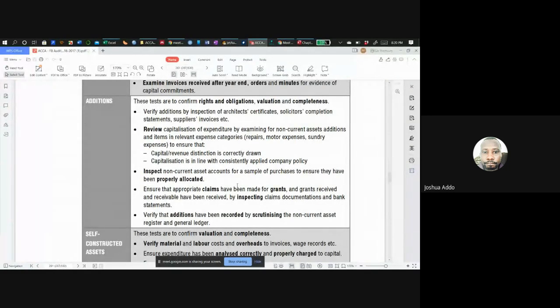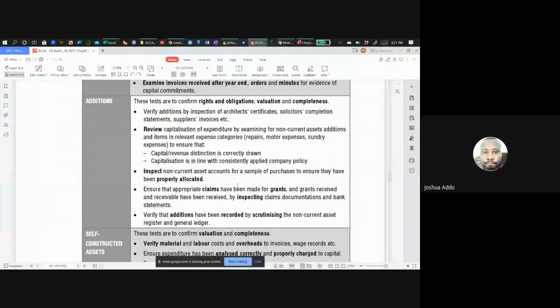Additions. This is not an assertion on its own, but it supports other assertions. These tests are to confirm rights and obligations. Of course, like I said, it's just to support validation of other assertions like rights and obligations, valuation and completeness. So for additions of non-current assets, verify additions by inspection of architect certificate, if it is a building, for example. If they have said there are new buildings which is causing the building's value to double, and so on and so forth, you can substantiate the addition by first of all inspecting architect certificate, solicitors' completion statement, suppliers' invoices. It depends on what the asset is.